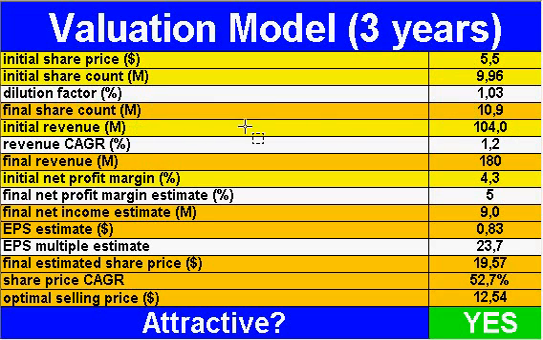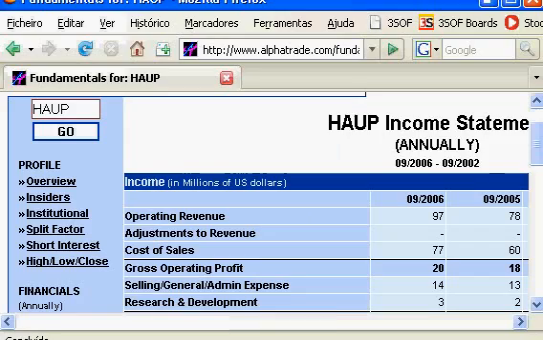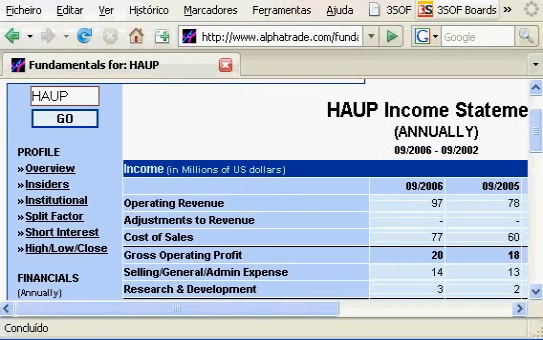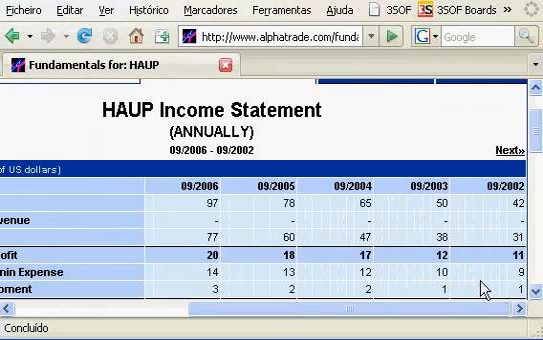Initial revenue, this is the revenue we've got over the past 4 quarters, 104 million. Revenues have been rising steadily. Let's look here. Okay, you can see that there were 42 million in 2002, 50 million in 03, 65 million in 04, 78 million in 05, 97 million in 06.